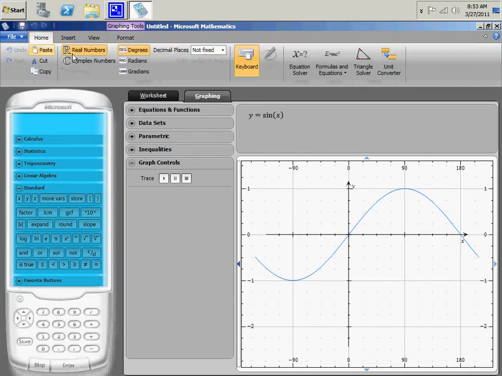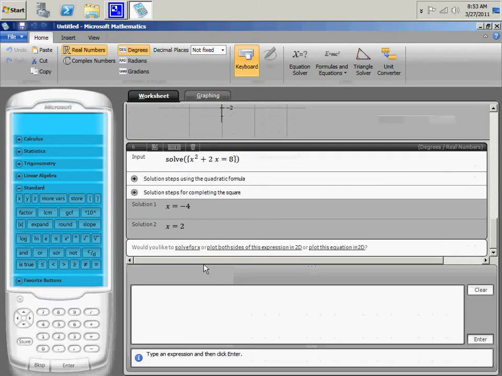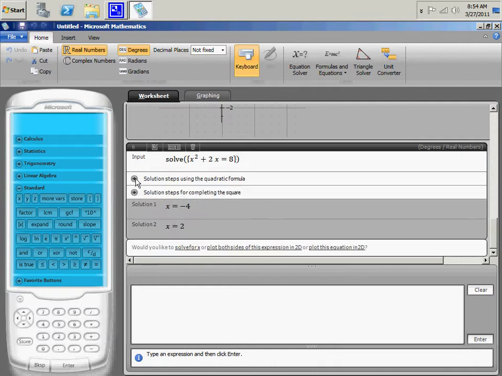I want to also show you something else that you can do. You can use an equation solver. For example, let's say I want a simple equation: x squared plus 2x equals 8. It'll show me not only the two solutions, but it'll also show me the steps that it took to solve those solutions, or solve that problem. So it either has the quadratic formula or completing the square.